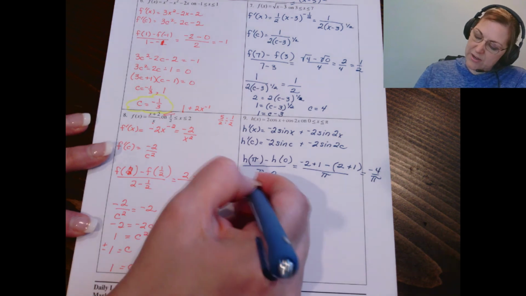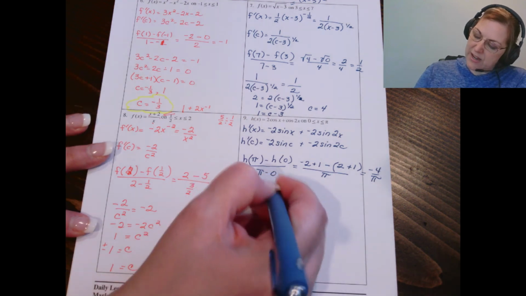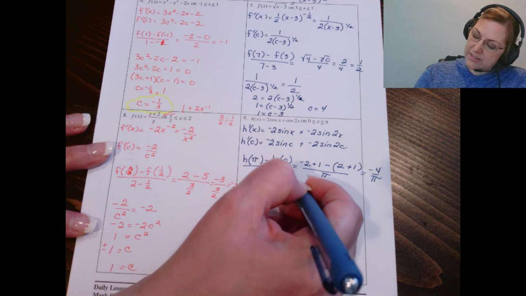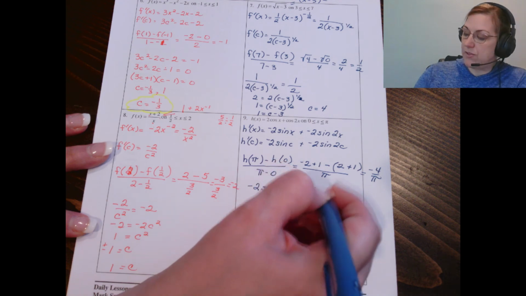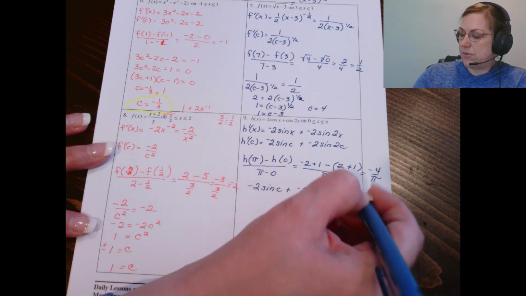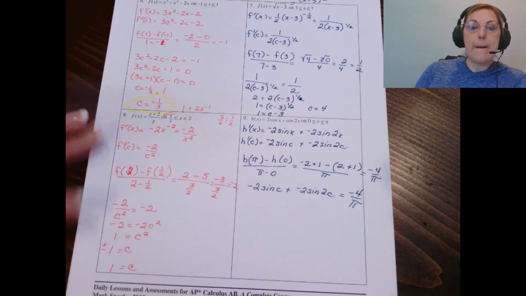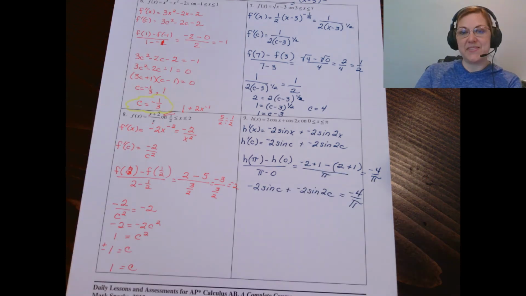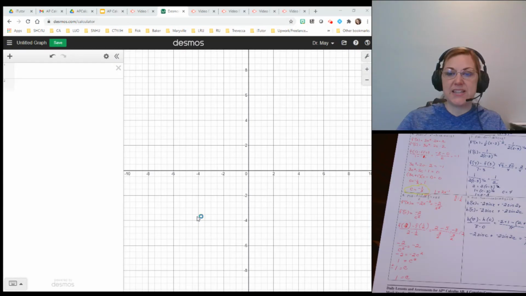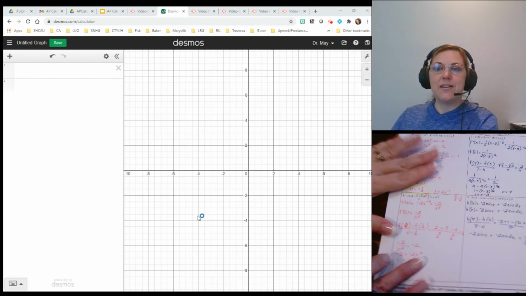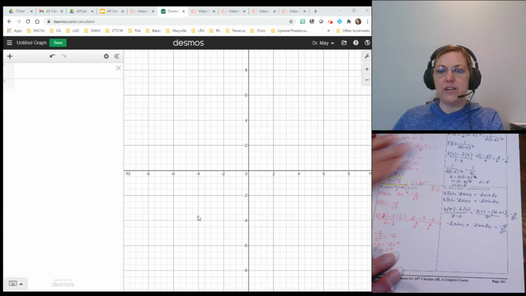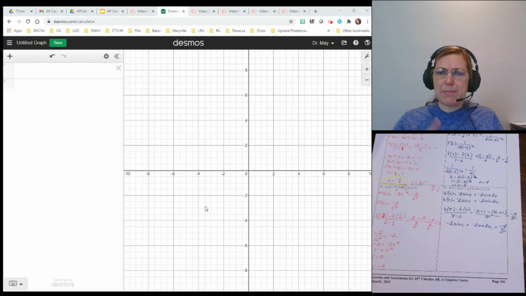All right, so I want to know where negative 2 sine of c plus negative 2 sine of 2c equals negative 4 over pi. Now, this is going to require our calculator. So I'm going to switch over to my layout that has my Desmos calculator on it, so we can take a look.